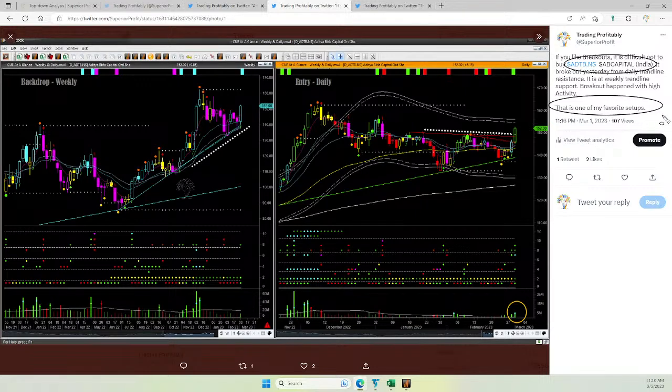What is the favorite setup that I described here? Longer term weekly trendline support and shorter term daily trendline resistance breakout. So we have longer term support and breakout in daily. Daily is also breaking out of a triangle pattern. The candle was very bullish in shape and color, and also had a bullish flow. Again, we can see the stair stepping pattern in volume.